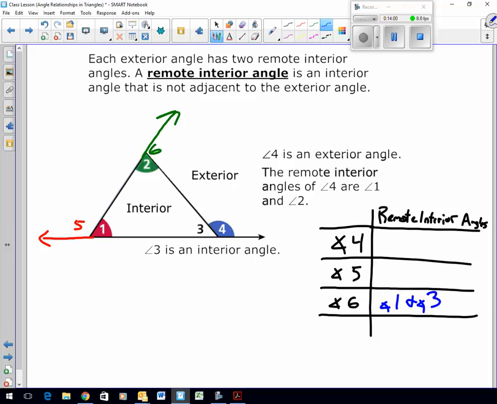Stephanie, pick an angle between 4 and 6. 5. What angle is next to 5? 1. What are the other two angles? So 2 and 3 are the remote interior angles to angle 5. Brianna, pick the remaining exterior angle that I haven't filled out in my chart.